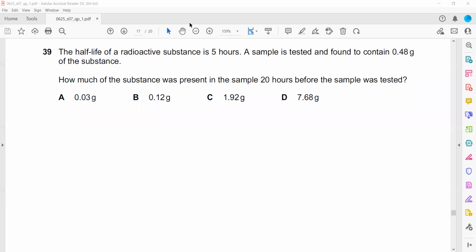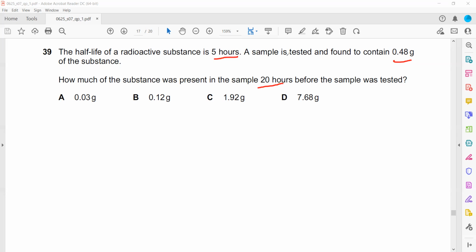Question 39. The half-life of a radioactive substance is 5 hours, meaning after every 5 hours, the amount of the sample will decrease to half of its original, and before every 5 hours, the amount of the sample was double its original. A sample is tested and found to contain 0.48 grams of the substance. How much of the substance was present in the sample 20 hours before the sample was tested?